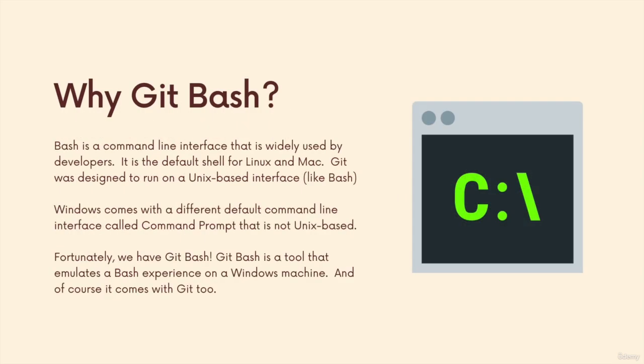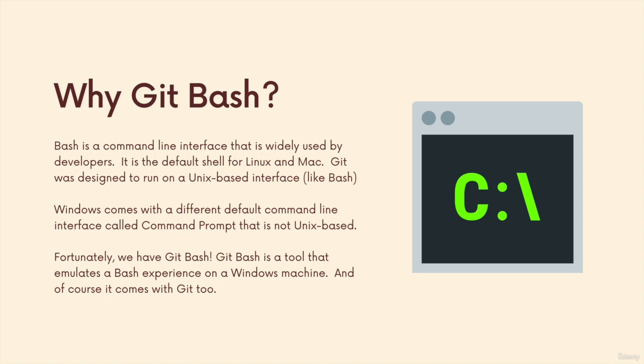And the reason for this is that Git was created, if you watch that video where I did the brief history of Git, to run on a Unix-based interface. It was designed for Linux because the guy who created it, Linus Torvalds, also created Linux. The problem we run into on a Windows machine is that Windows doesn't come with a Unix-based prompt by default. Windows comes with a different command line interface called command prompt. It's not Unix-based. If you don't know what Unix is, it's not a big deal. You don't need to know what it is. It just causes an issue here.